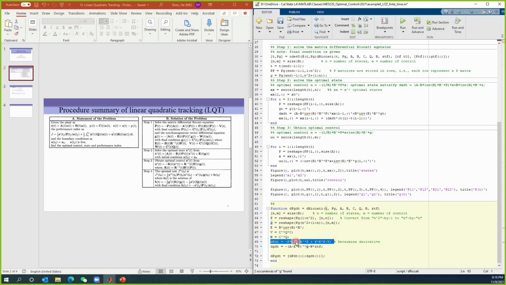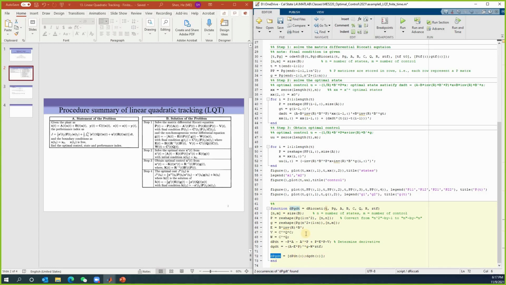Then we'll write the differential equation. dP/dt is equal to negative P times A minus A transpose times P plus P times B times E times P minus V. So this is the first differential Riccati equation. And the G equation, G dot is equal to negative (A minus E times P) transpose times G minus W times Z(TF). Z(TF) is Z evaluated at time TF. We collect all this information, then we define the differential equation.